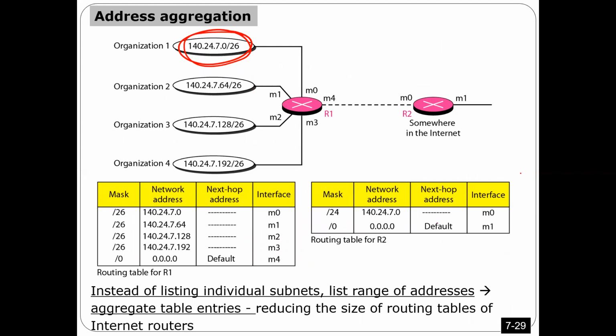But let's come to the idea of aggregation here. If I want to make the routing table for R1, as I have just explained, for R1 you have M0, M1, M2, M3. For each one of them, I'm going to list the mask and the address. For sure, at the very end, I'm going to say we need one record here, or if it is something else. But anyway, this is not the main idea here.